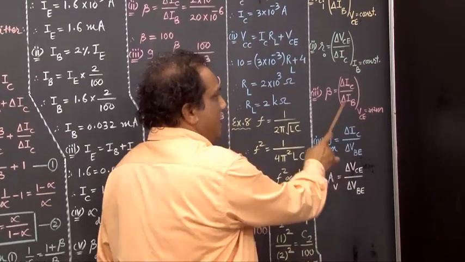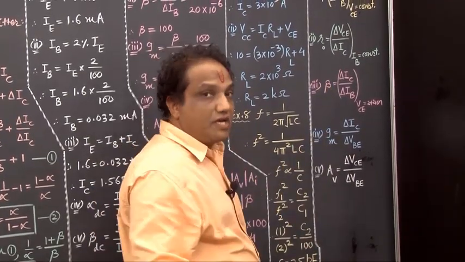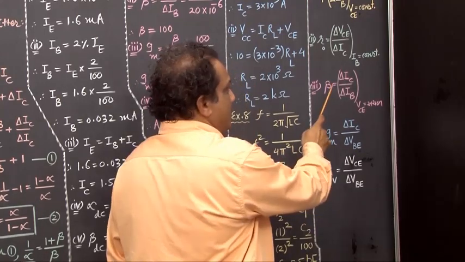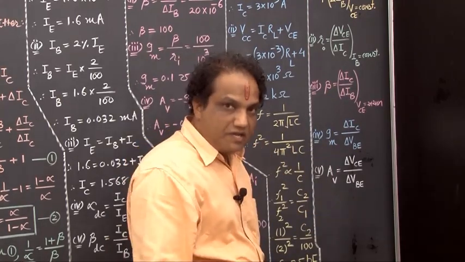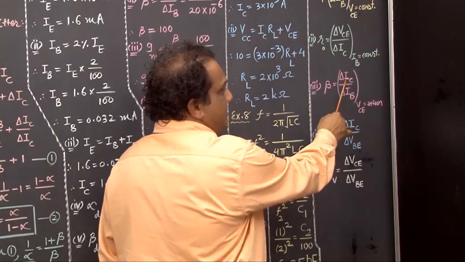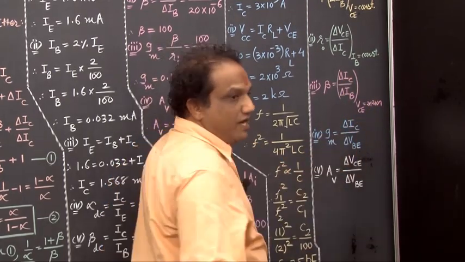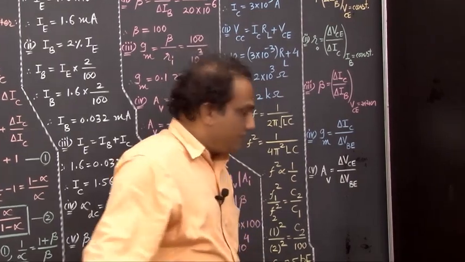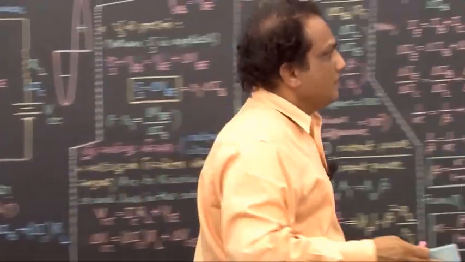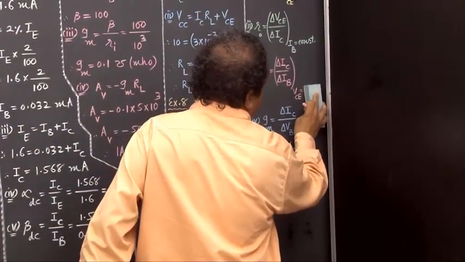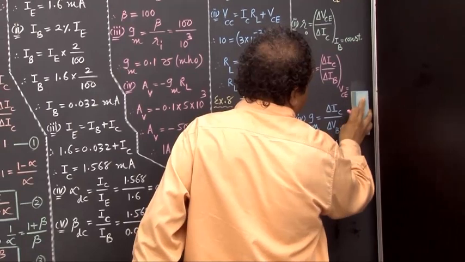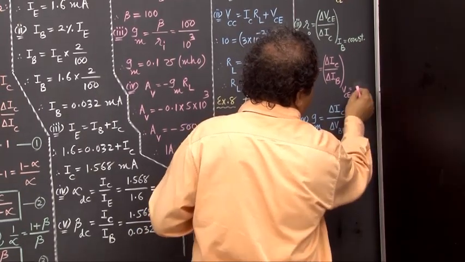It is none but current gain. Sometimes we call it current amplification. That current gain is shown by symbol beta. Its formula is delta IC upon delta IB at constant collector voltage. At constant collector voltage, correct. I am writing here constant, VCE equals constant.